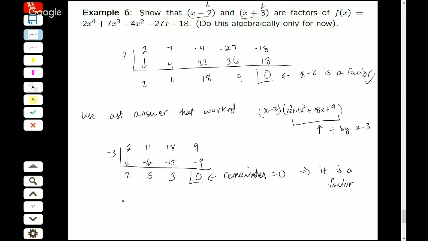So what that tells you is that your polynomial looks like x minus 3 times x minus 2 times 2x squared plus 5x plus 3. I'm almost done factoring my polynomial now. I have a quadratic term right here, and you can use a quadratic formula to finish it.